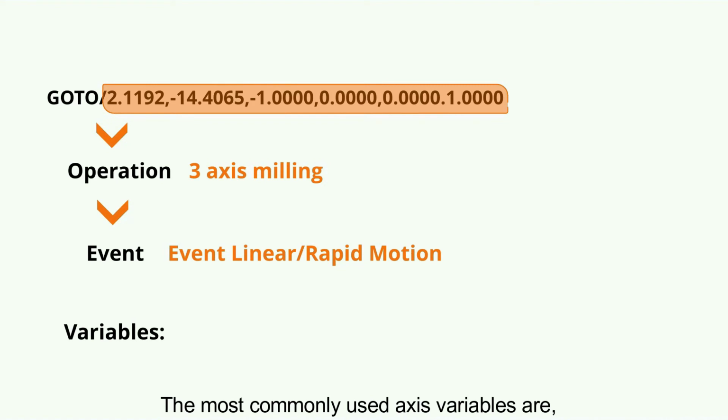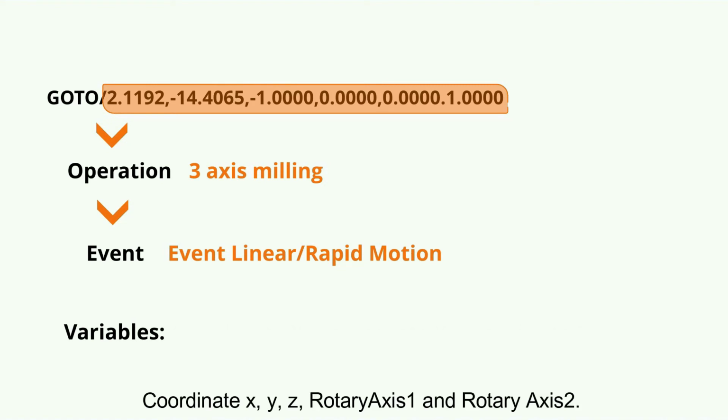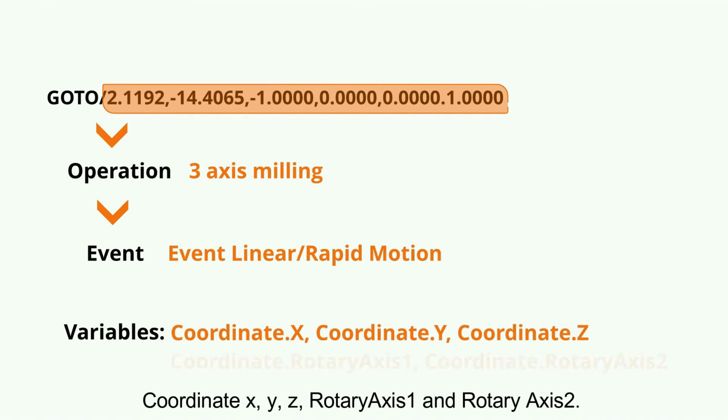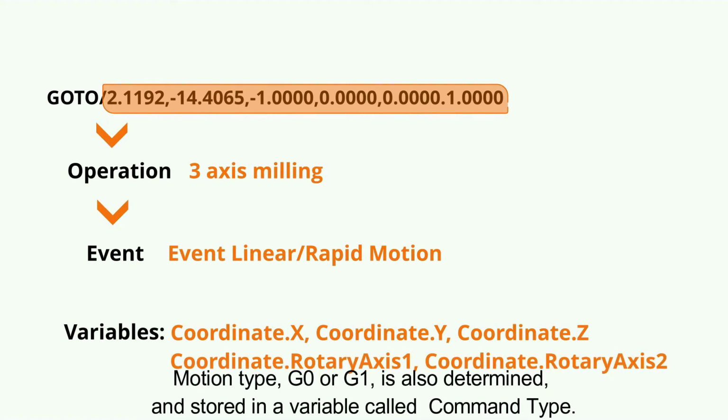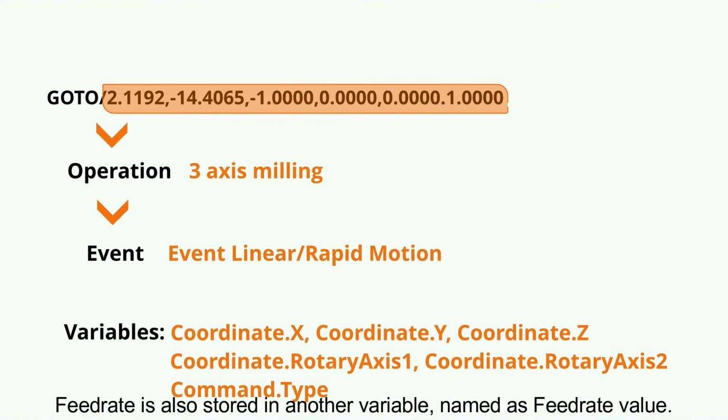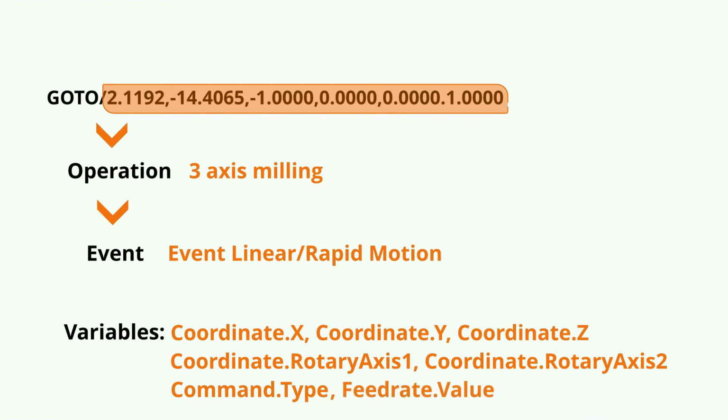The most commonly used axis variables are coordinate x, y, z, rotary axis 1 and rotary axis 2. Motion type, G0 or G1, is also determined and stored in a variable called command type. Feed rate is also stored in another variable named feed rate value.